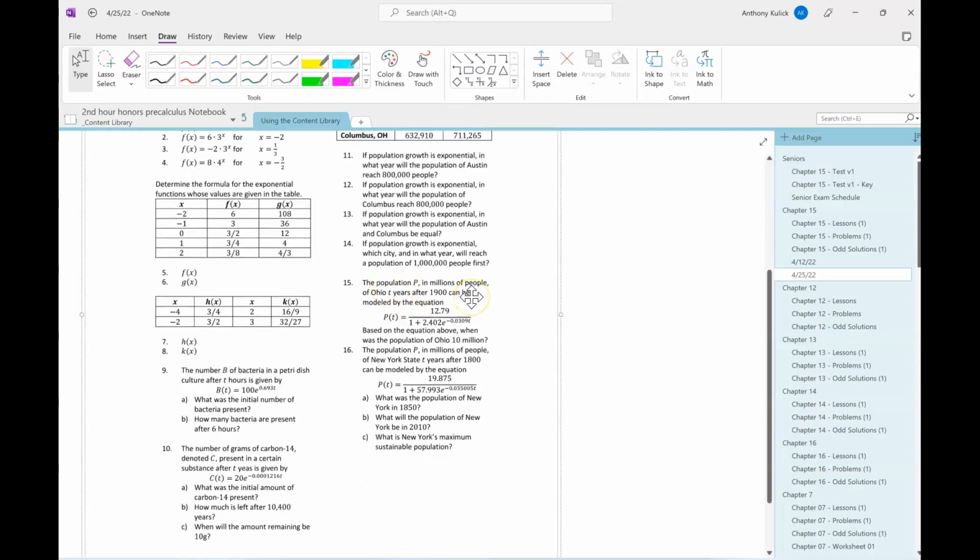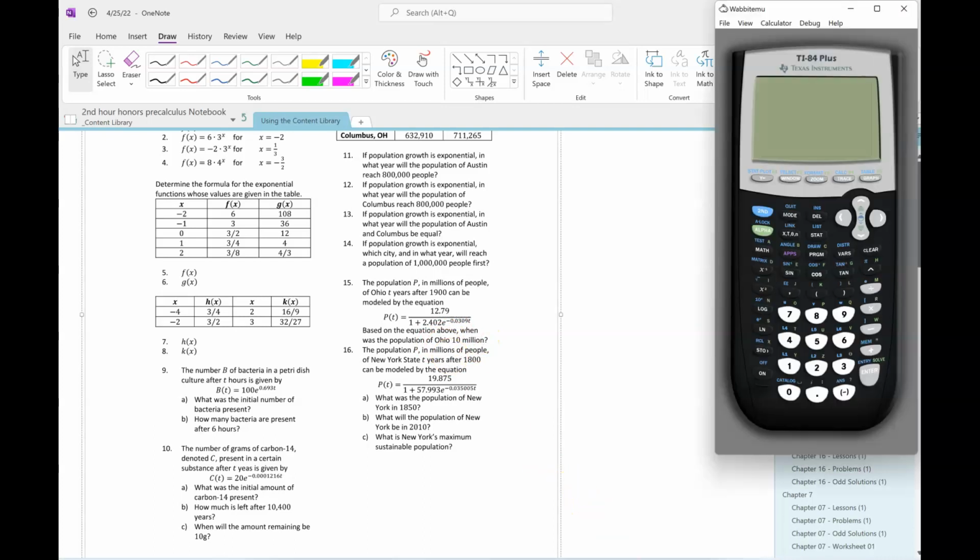Number 15 says the population P in millions of people of Ohio T years after 1990 can be modeled by the equation, yada, yada, yada. Based on the above equation, when was the population of Ohio 10 million?